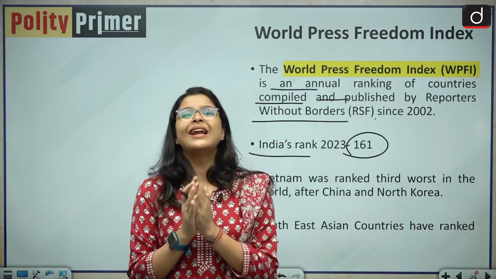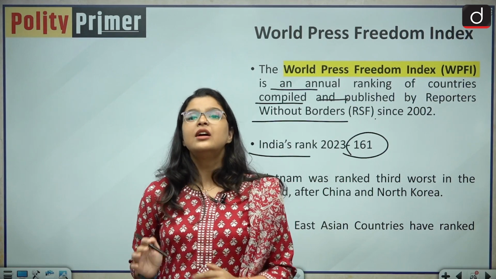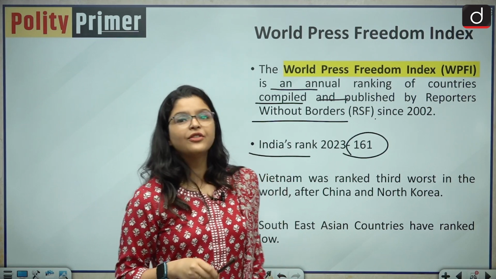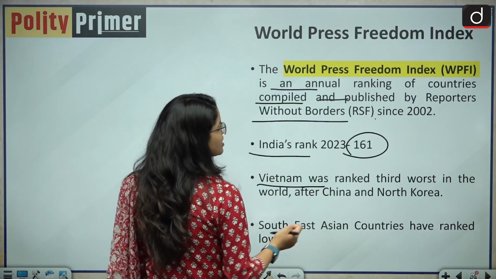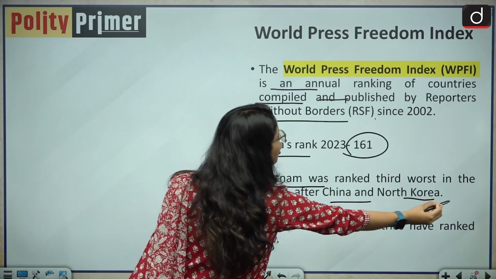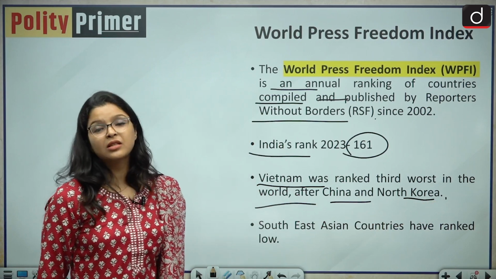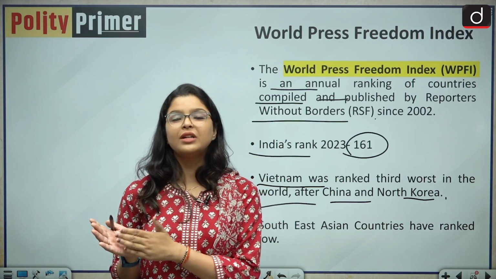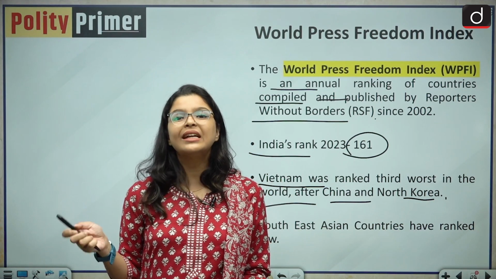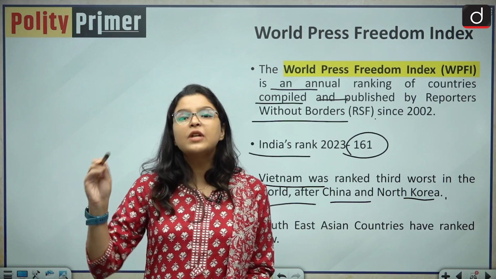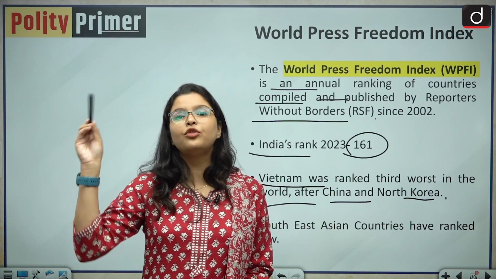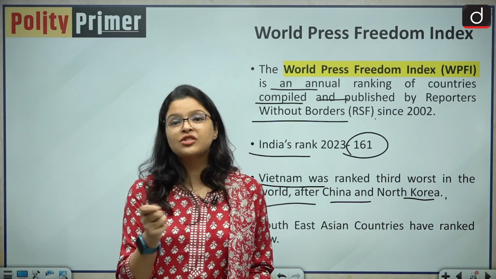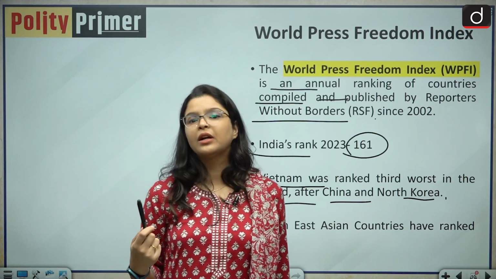And if we talk about the trend in the Southeast Asian countries, Southeast Asian countries have also fared very low in the index. If I talk about Vietnam, Vietnam was ranked third worst in the world after China and North Korea. Just imagine, Vietnam is a Southeast Asian country. And that is why this organization, Reporters Without Borders, has released a report stating that Southeast Asian countries prioritize their national harmony over the freedom of speech and expression of their citizens, which is a worrying trend which we are observing throughout the globe.